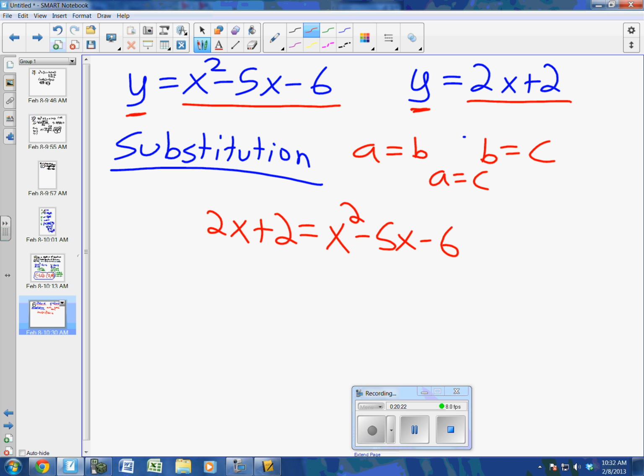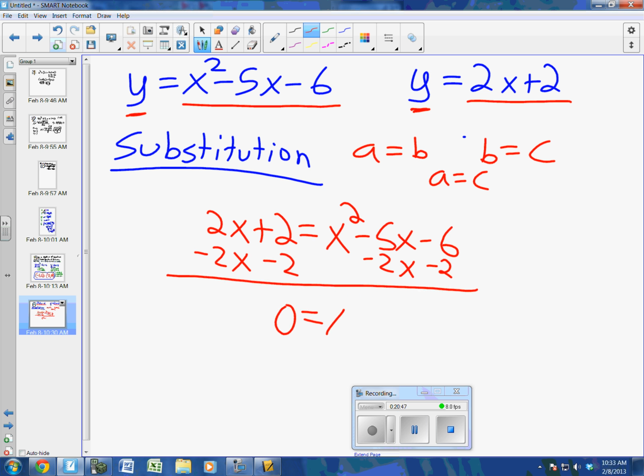Okay, now, what kind of equation is this, you guys? It's quadratic, isn't it? To solve this, what do I have to do? I got to get everything on one side. I'm going to minus 2x from both sides, and I'm going to minus 2 from both sides. And I'm going to get 0 equals x squared minus 7x minus 8.